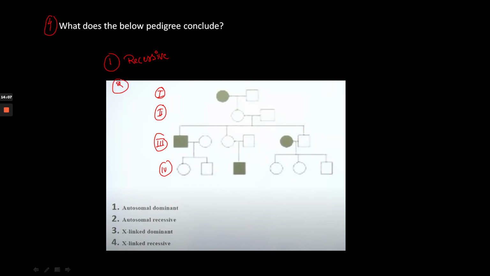Second, we need to find out whether this pedigree is showing the autosomal type of inheritance or the X-linked type of inheritance. As I told you earlier, we need to look for a very unique sign in order to conclude the type of inheritance. Here I can see there are no affected parents. These parents are unaffected, but they are having an affected child. So unaffected parents having an affected child.